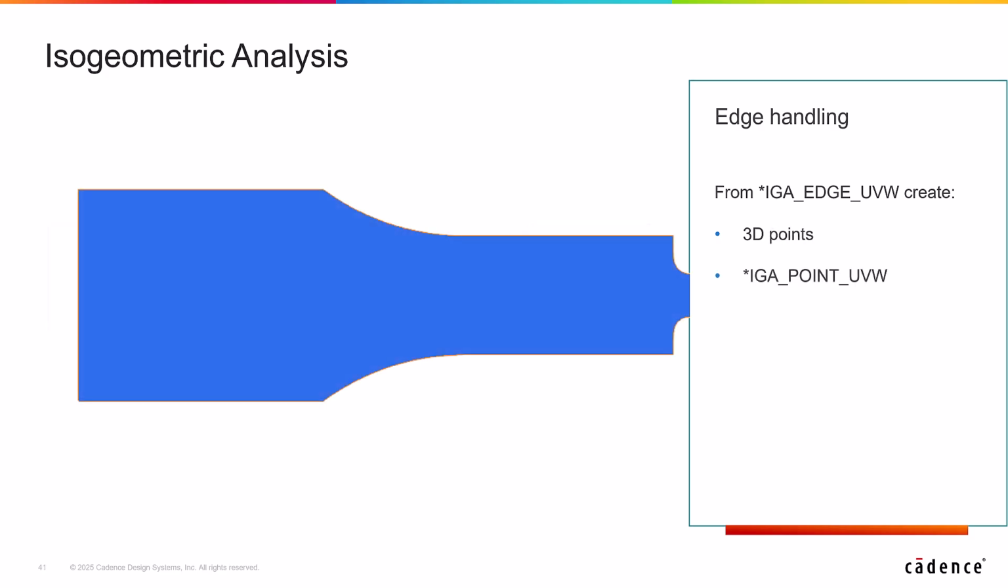The Edge group in the IGA ribbon tab has also been expanded. In addition to creating 3D curves from the IGA Edge UVW keyword, it also supports the creation of points using IGA Point UVW or 3D geometrical points. Users can define these points with control over either their total number or the distance between them.